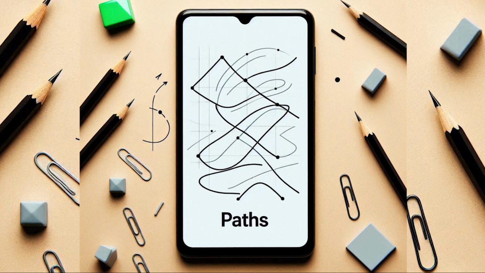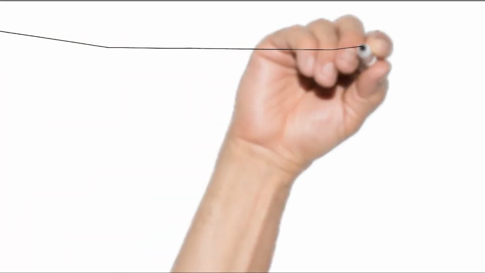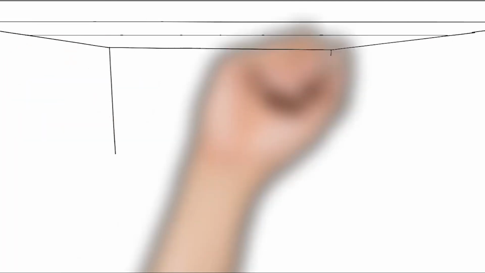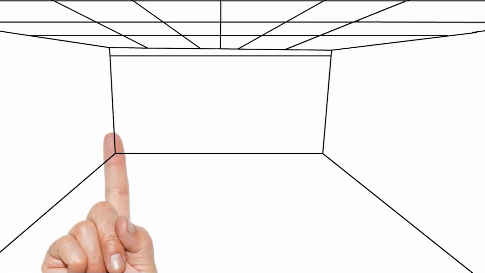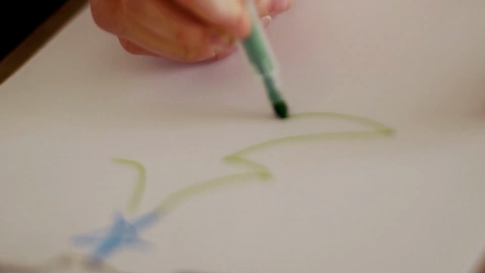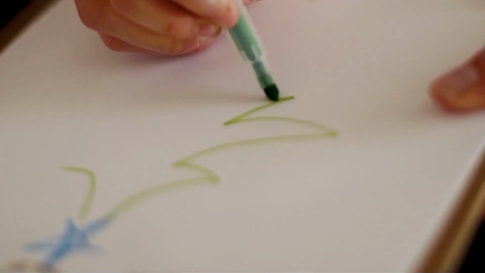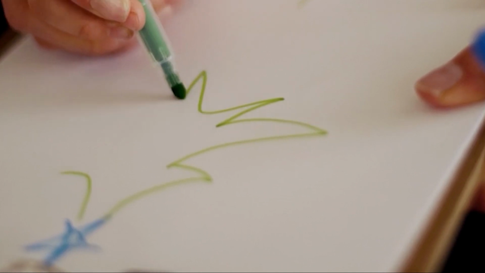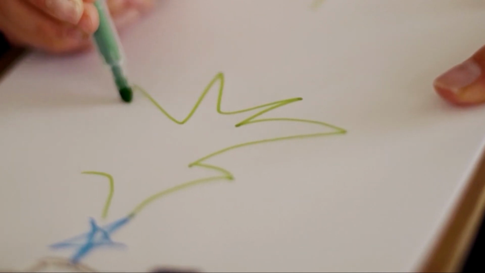Now let's talk about paths. In Compose Canvas, a path is essentially a series of connected points that can be straight lines or curves. A path allows us to define complex shapes or drawings with precision. Think of a path as a trail that you leave behind when you move a pen across paper. Every movement you make adds to the path.